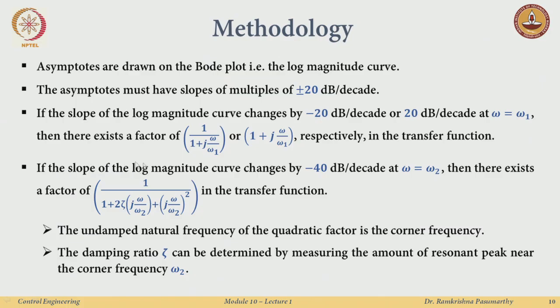Similarly, if the magnitude changes by minus 40 decibels per decade, then there exists a factor something like this. These are complex conjugate poles, and similarly for plus 40 it would be complex conjugate zeros. The undamped natural frequency here is the corner frequency, and the damping ratio can be found by measuring the amount of resonant peak near omega n. We had plotted the Bode for different values of zeta at the corner frequencies, so based on those observations, I could get an estimate of the damping ratio.